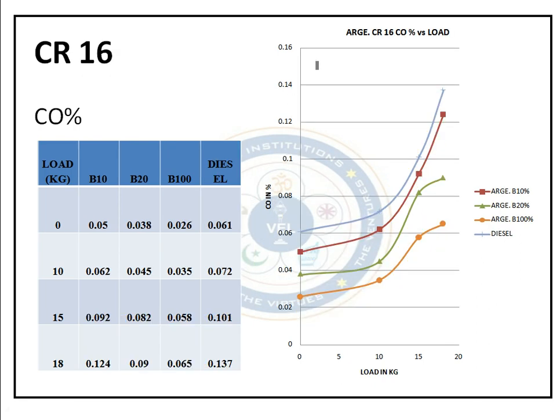For compression ratio 16, carbon monoxide emission. For 0.8 kg of load, B10 gives 0.05%, B20 gives 0.038%, B100 gives 0.026%, but for diesel it is 0.061, the highest among all.